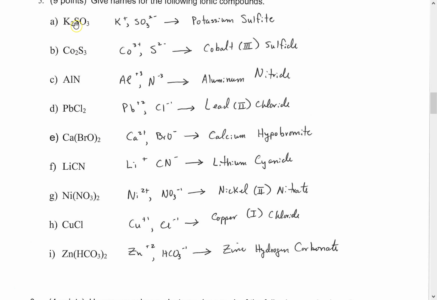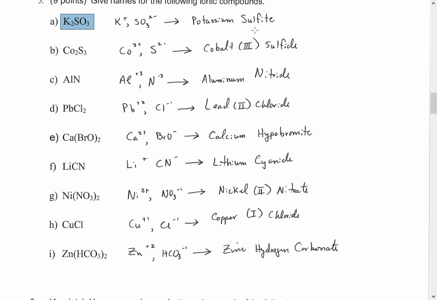Again, it's always cation anion, so look for the cation. So of course K is the cation, SO3 is the anion. Specifically K is a +1, SO3 is a -2. The name of this is potassium sulfite. Remember that sulfate is SO4 2-, sulfite is SO3 2-.